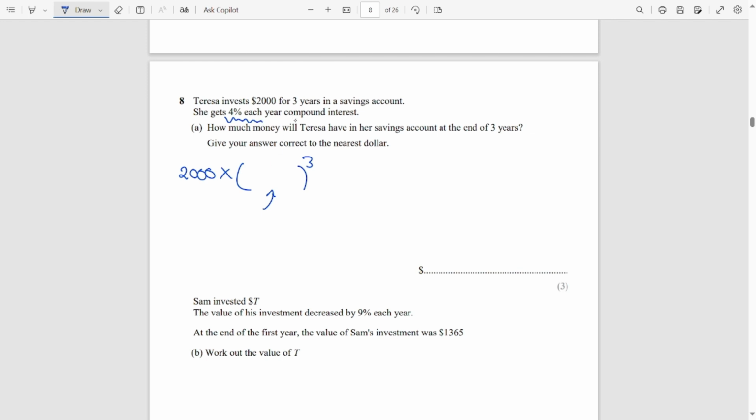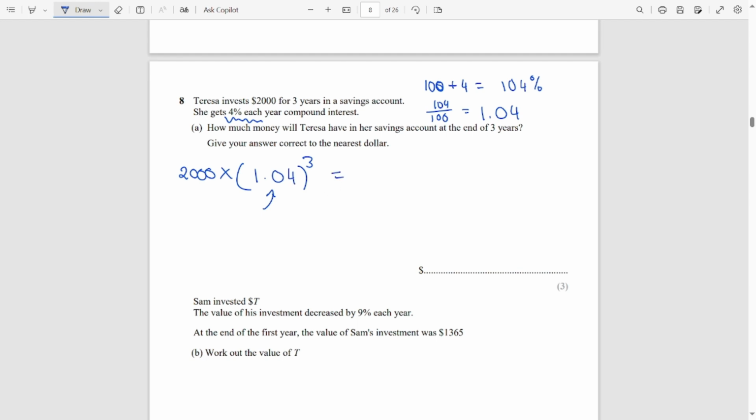So she gets 4% each year compound interest. So this means we are increasing by 4%. So I take the 100% and I add on the 4%, and that gets me 104%. So every single year she's going to have 104% of what she had the previous year. Now we do not want this as a percentage, we want it as a decimal. Now 104% is the same as 104 over 100. This is it as a fraction. Yes, you can write percentage over 100 to get as a fraction. So you're doing 104 divided by 100 and you'll get 1.04. This becomes the multiplier.